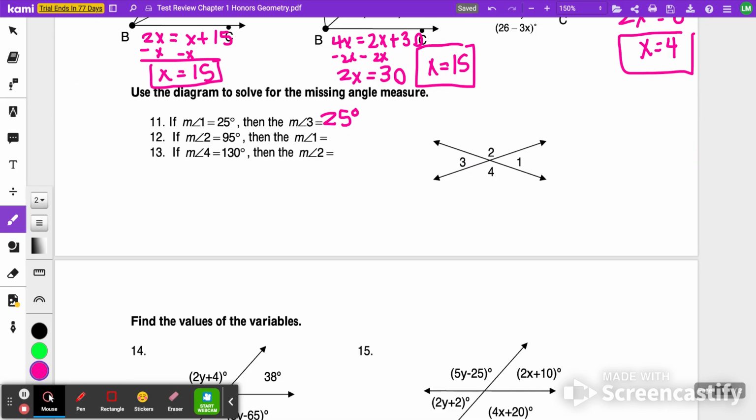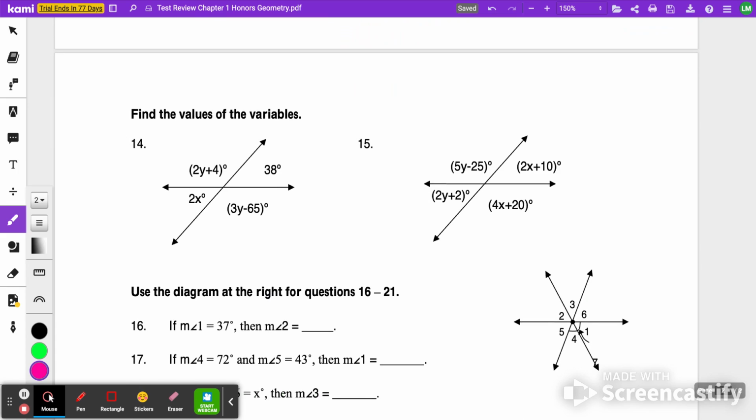Number 12, the measure of angle 2 is 95 degrees. So what's the measure of angle 1? We would just have to do 180 minus 95 to find that answer, and that would give us 85. And then for number 13, if the measure of angle 4 is 130, then the measure of angle 2 would also be 130 because those are vertical angles.